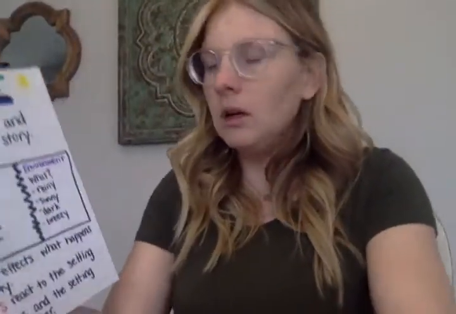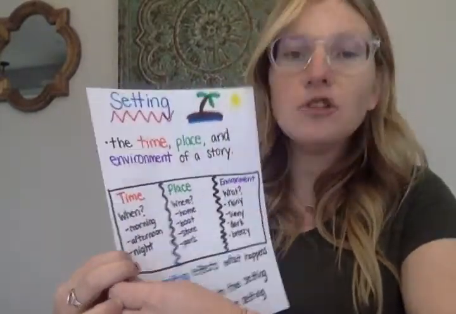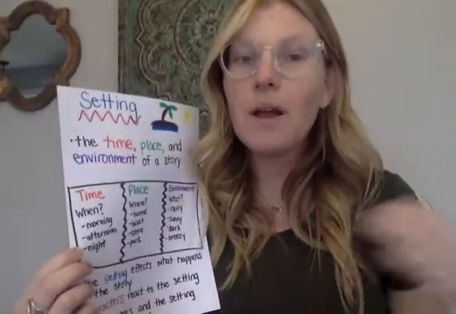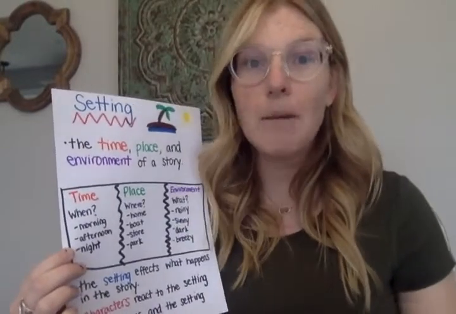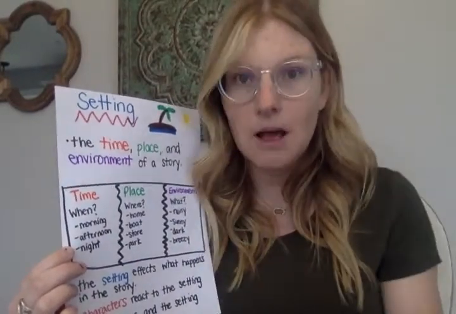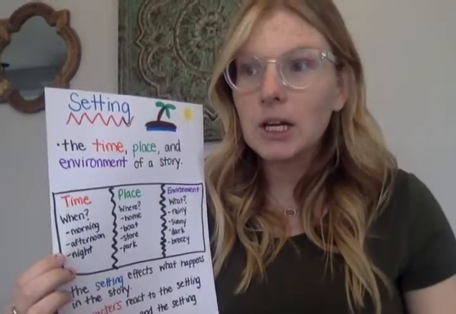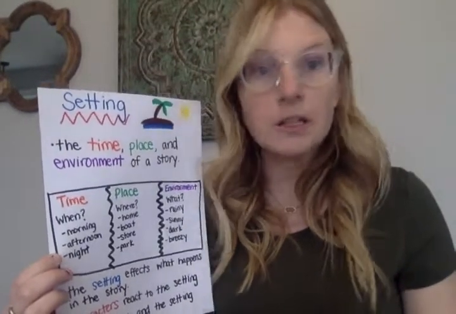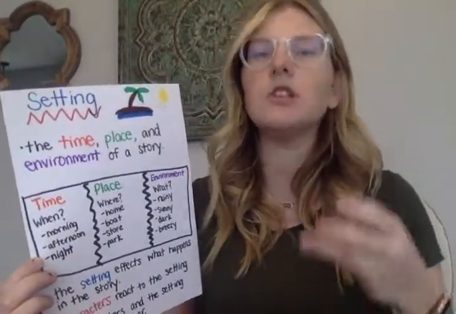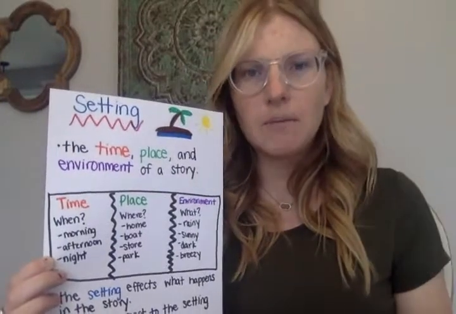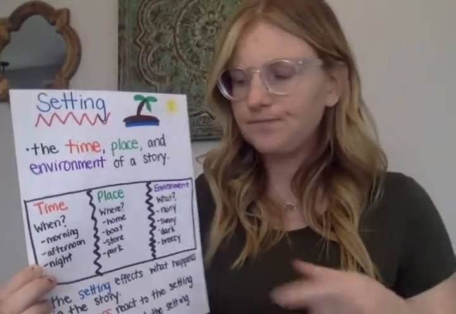So, the time, that's going to be when. Here I put morning, afternoon, and night, but it can also be the time period. We've read books that have taken place during Islamic times, ancient Islamic times, the Middle Ages. Harriet Tubman took place during the Civil War, so it doesn't just have to be at 1 o'clock. It can just be the time period that something takes place.